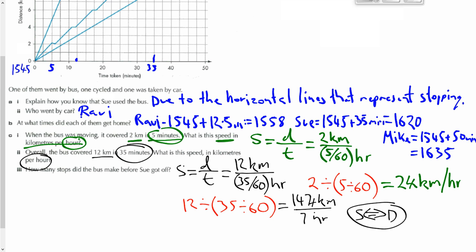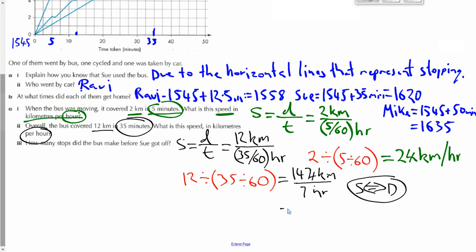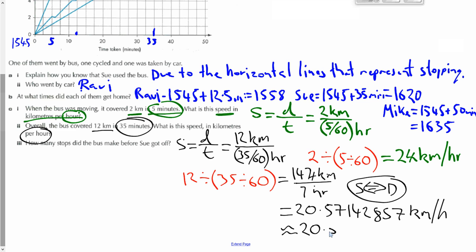If you press that, that will convert your answer to a decimal, and the decimal answer that you will get will be 20.571428857, and that's going to be kilometres per hour. Then we're going to round that off to three significant figures. So our answer is going to be approximately, to three significant figures, 20. Point. Now, because this 7 is 5 or above, we're going to take this 5 and make that 6, and that's going to be 20.6 kilometres per hour.